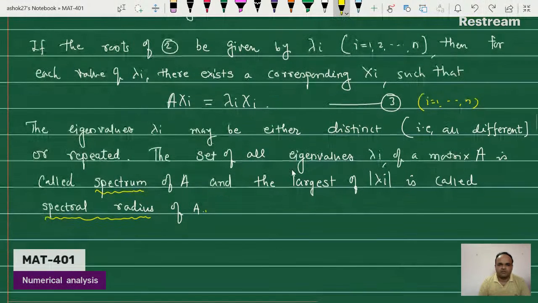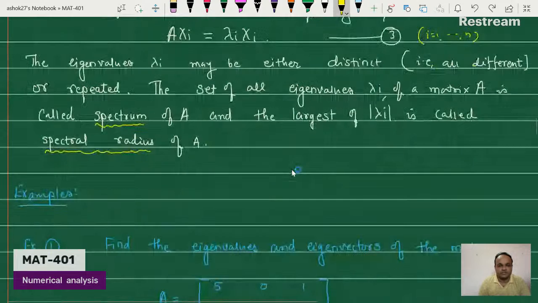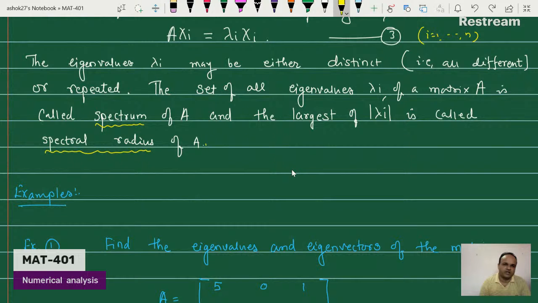So what is the spectrum of matrix A? The set of all eigenvalues of matrix A is called the spectrum of A, and the largest eigenvalue in modulus is called the spectral radius of A. So these two terms are there. Maybe there will be an objective question on these two terms: what is spectrum and what is spectral radius of A?